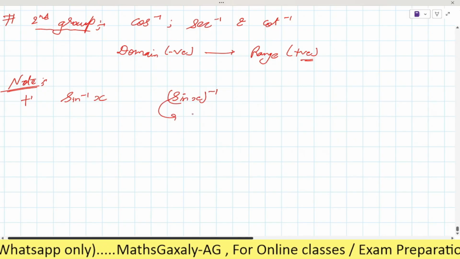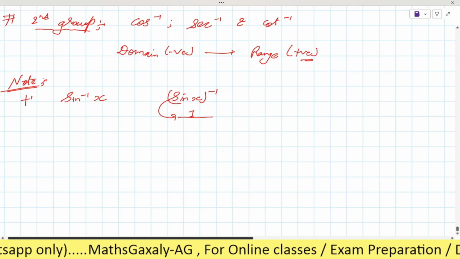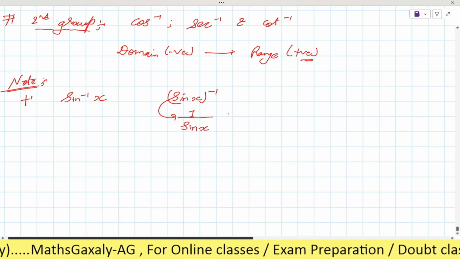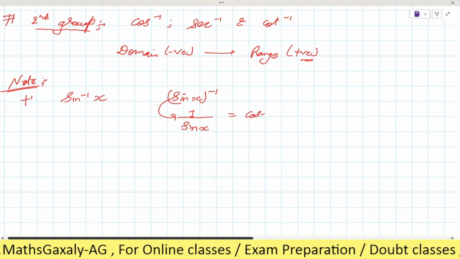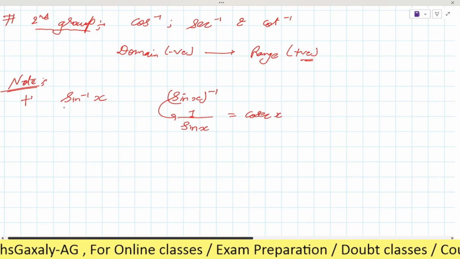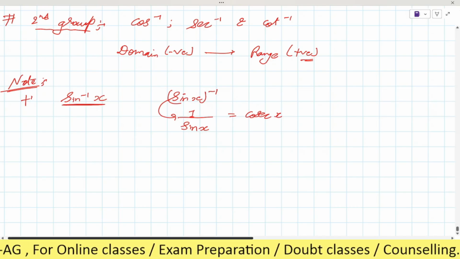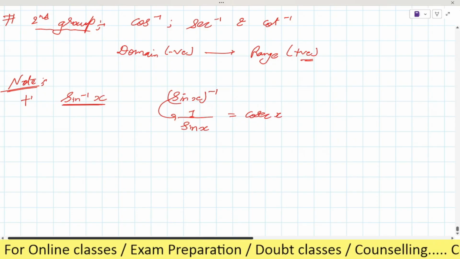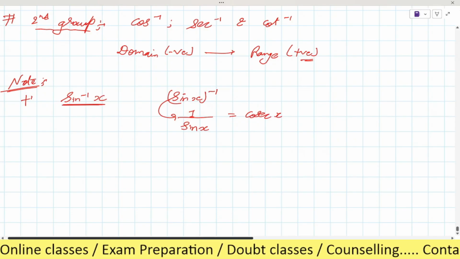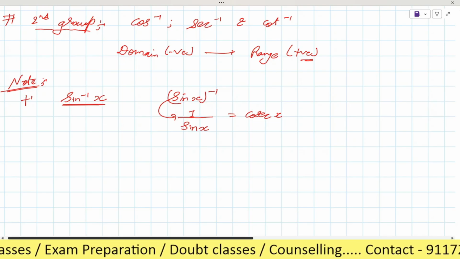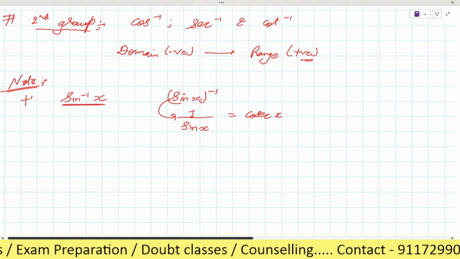It means it is written as 1 by sin x, which will be equal to cosec x, right? But here sin inverse x is an inverse trigonometric function, okay? So these two are different things. And similarly you can do it for other trigonometric functions.